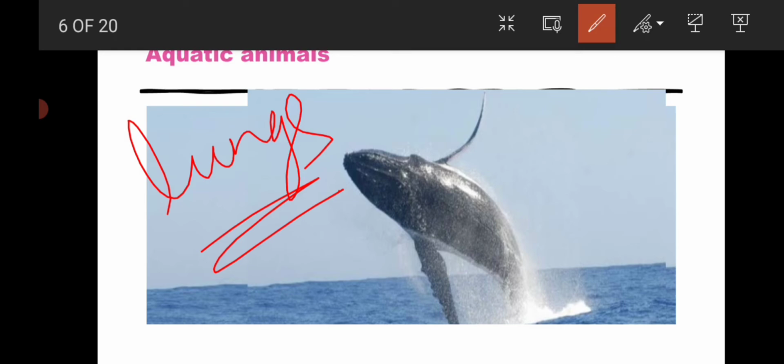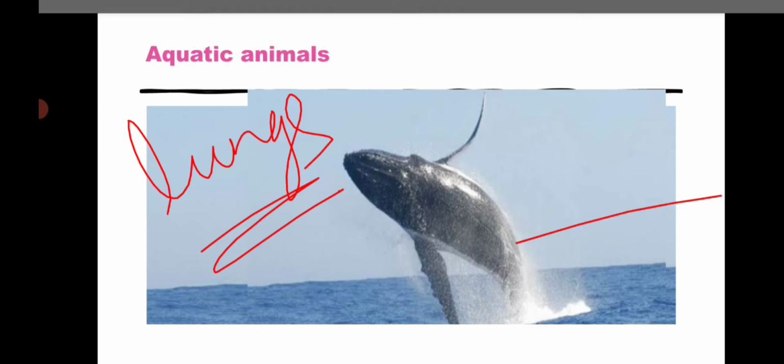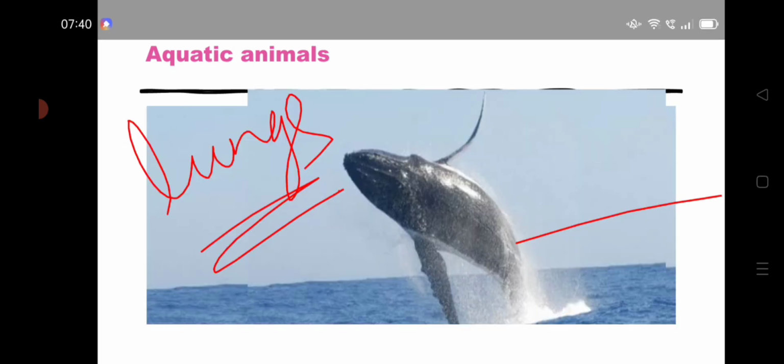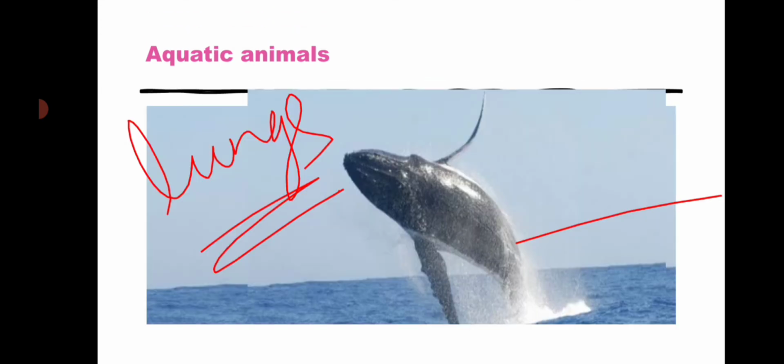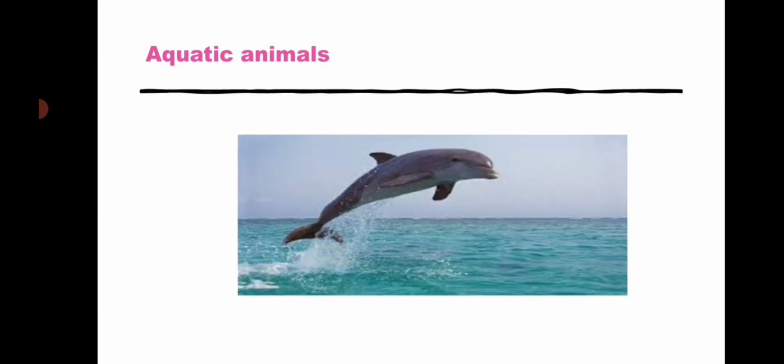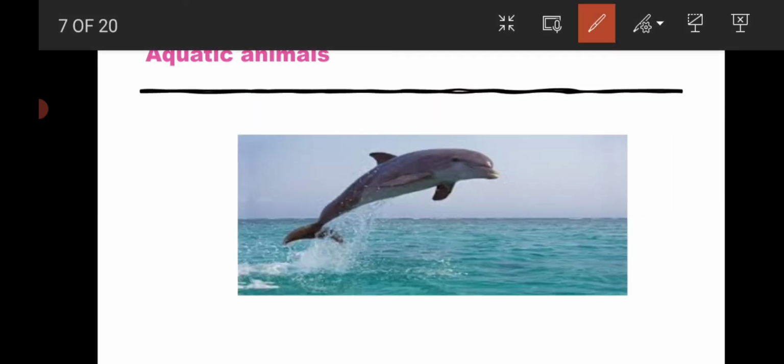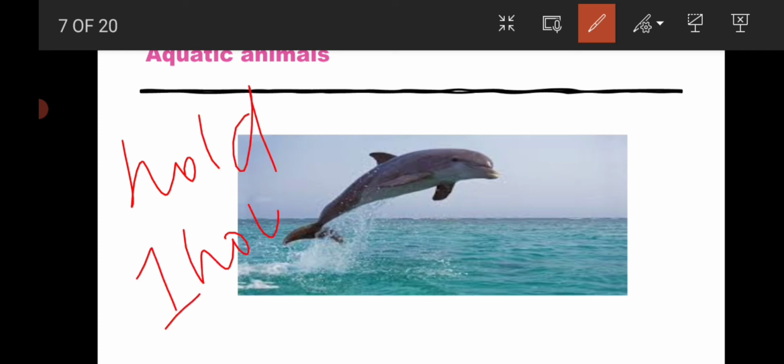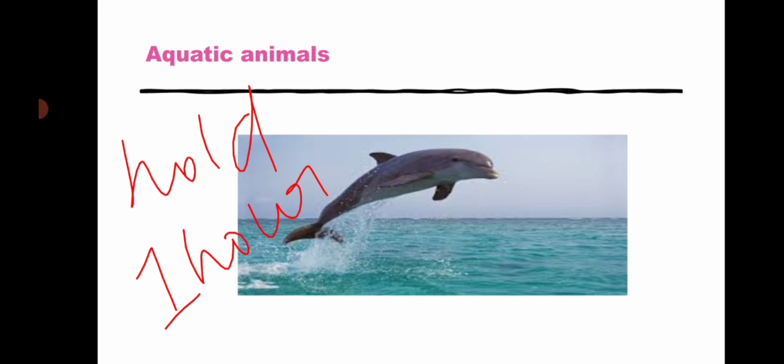So what do dolphins and whales do? They come to the surface of the water, take a breath, and go inside. These whales and dolphins have the ability to hold their breath for even 1 hour. So whenever they want to breathe, they come to the surface, they breathe, and they go inside the water. This is the special feature of these animals.